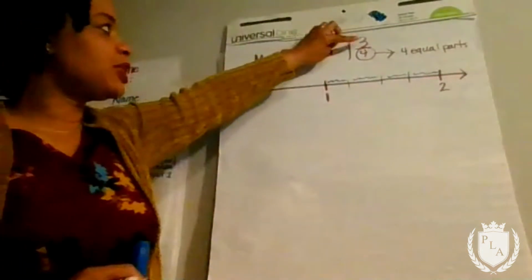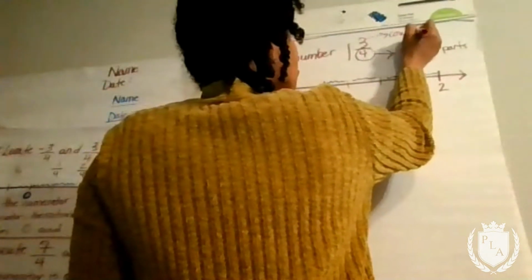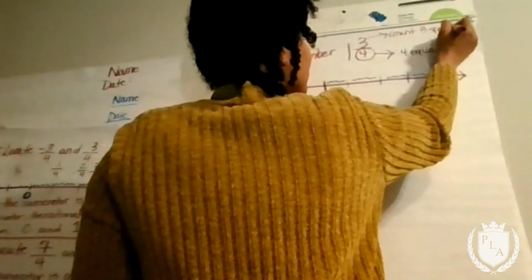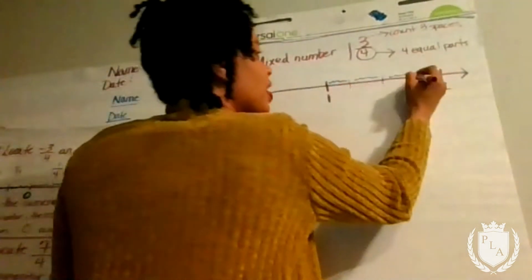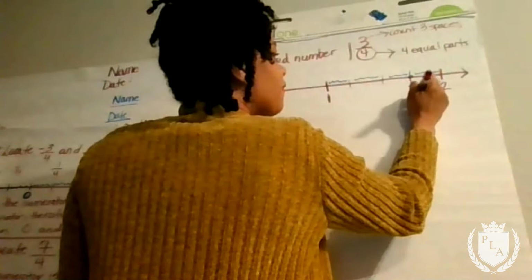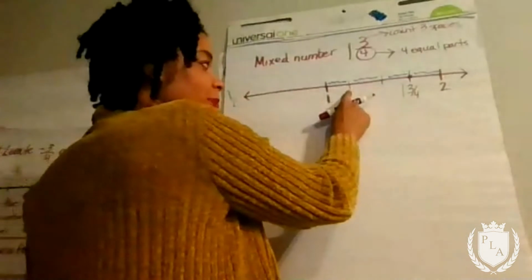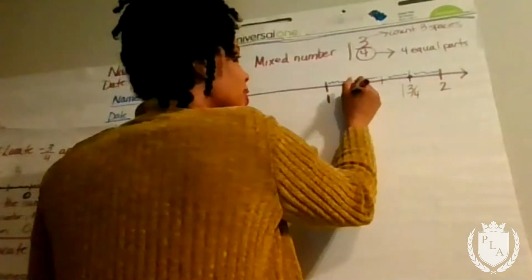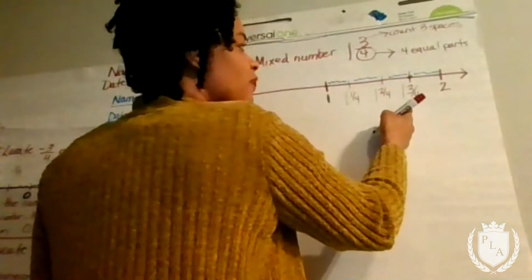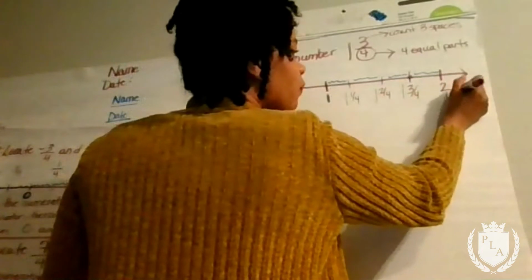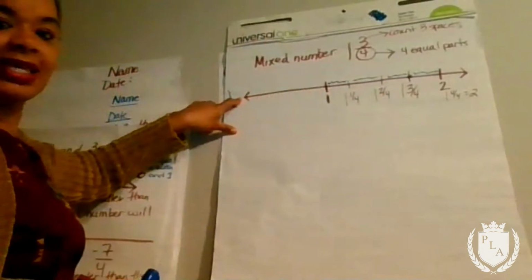Okay, but our numerator is 3. So we need to count 3 spaces from 1. So let's start from 1 and count 3 spaces. 1, 2, 3. And we're going to put 3/4. So that's 1 3/4. Okay. So do we know what this space is? Yes, it's our first space. So it's going to be 1 1/4, 1 2/4, 1 3/4, and it can also be 1 4/4, which is equivalent to 2.